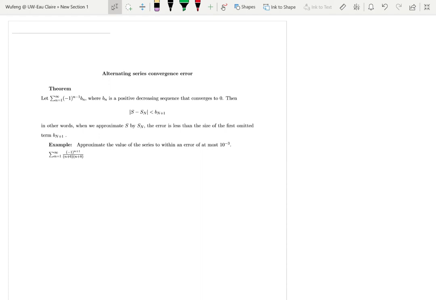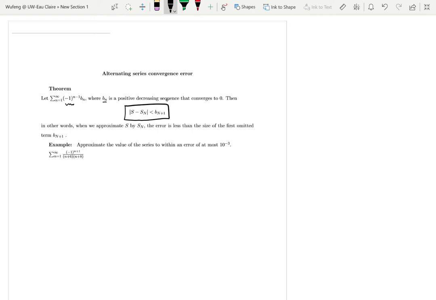Okay, in this video, we're going to look at the theorem for the alternating series convergence. So the series is the sum from n equals 1 to infinity of negative 1 to the power n. This is, as we can see here, the sign negative 1 to the power n minus 1 gives us the alternating series, positive, negative. Well, Bn is a positive decreasing sequence that converges to 0. Then the sum of the series S minus the partial sum Sn is less than the next term, which is Bn plus 1.